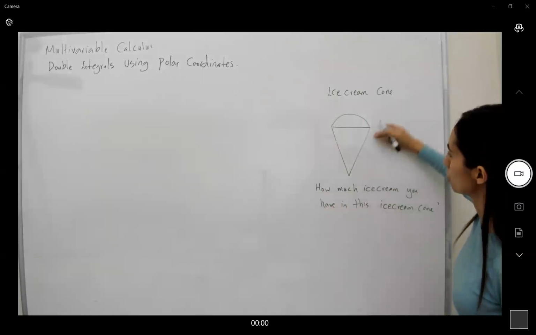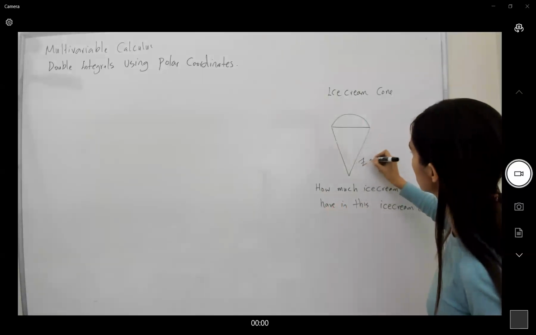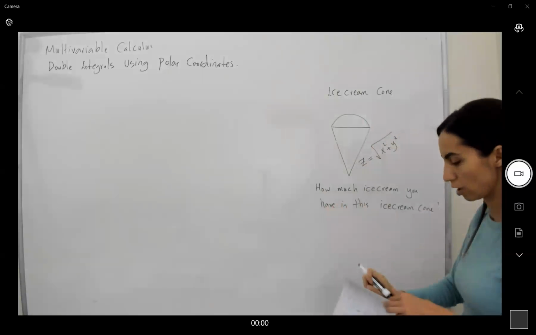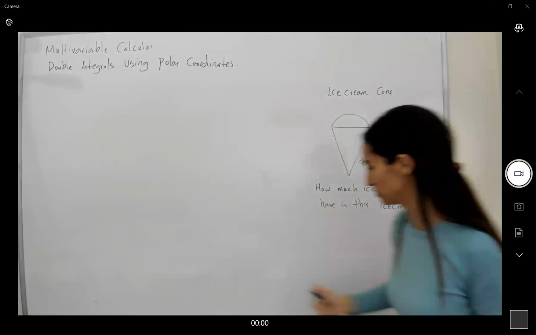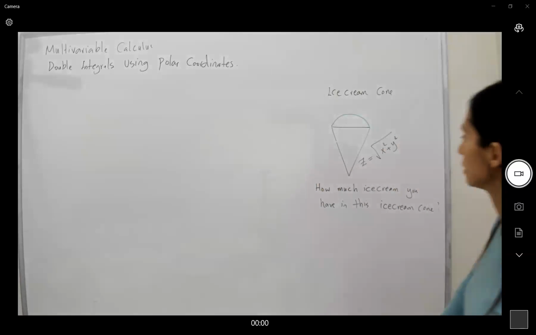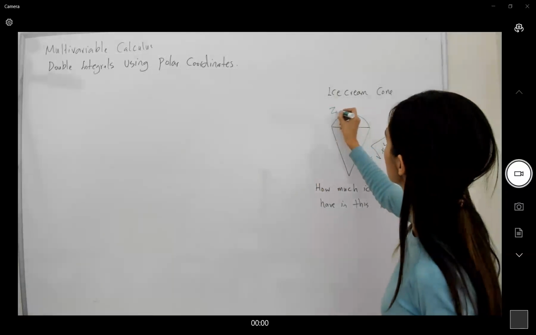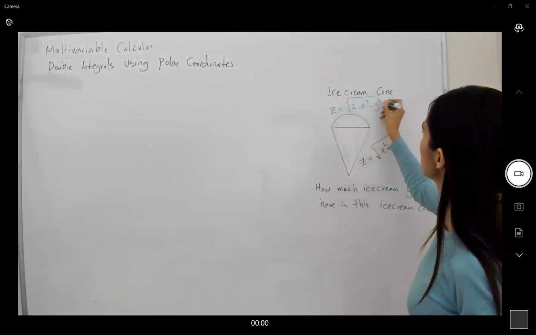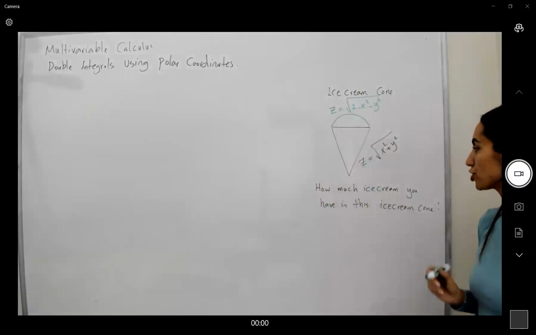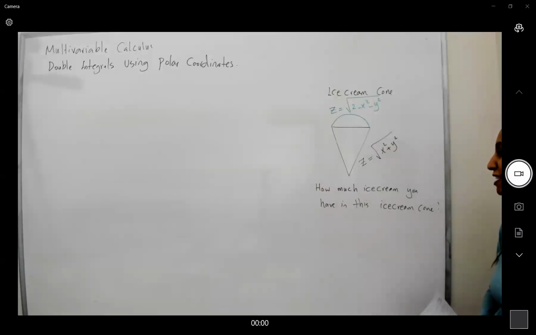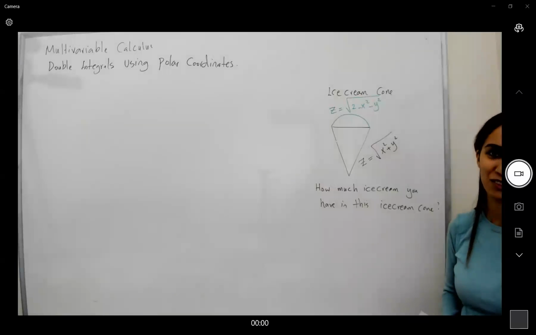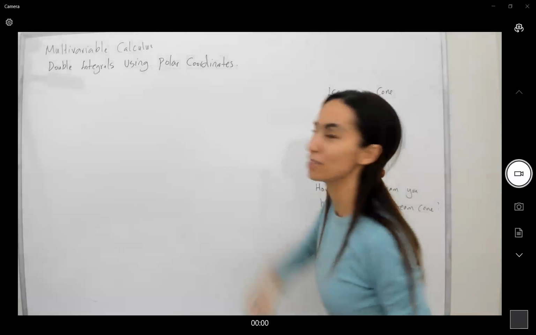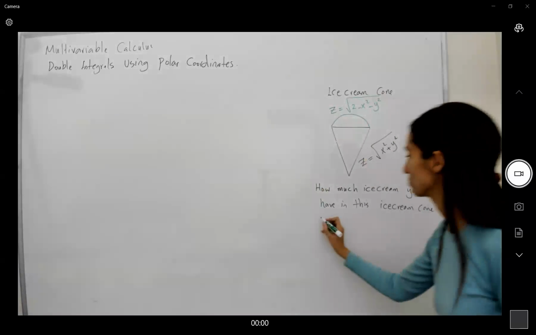Suppose your cone is given by z equals the square root of x squared plus y squared, and on top you have a hemisphere that is given by z equals the square root of 2 minus x squared minus y squared. How much ice cream do you have in your ice cream cone? This question can be answered using polar coordinates.